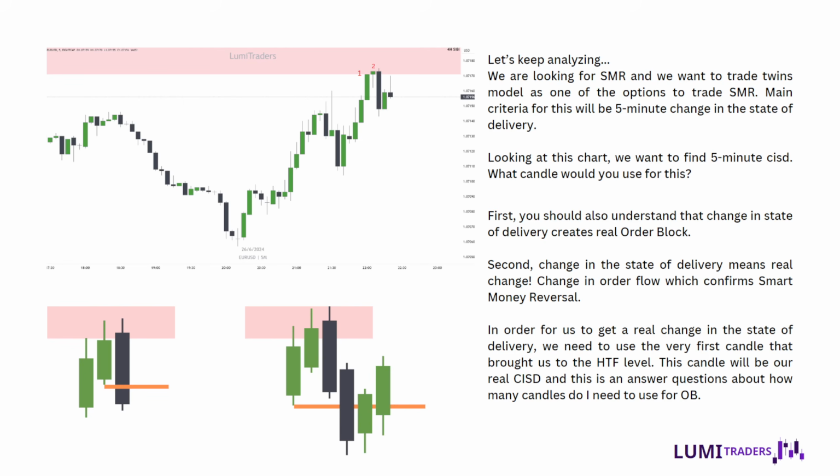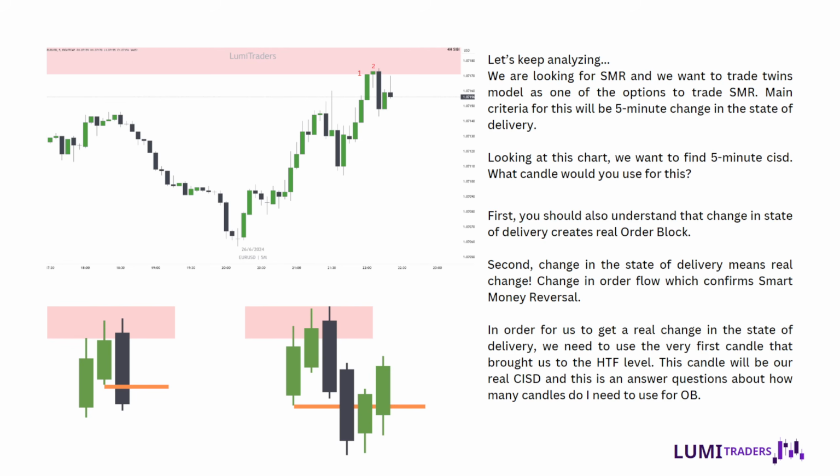Well, first you should also understand that change in the state of delivery creates a real order block. Second, change in the state of delivery means real change. Change in something, right? When we talk about the market, change in the state of delivery means change in order flow, which confirms smart money reversal. In order for us to get real change in the state of delivery, we need to use the very first candle that brought us to the higher time frame level, that offered the very first move up or down, depending on the direction, to the higher time frame level.